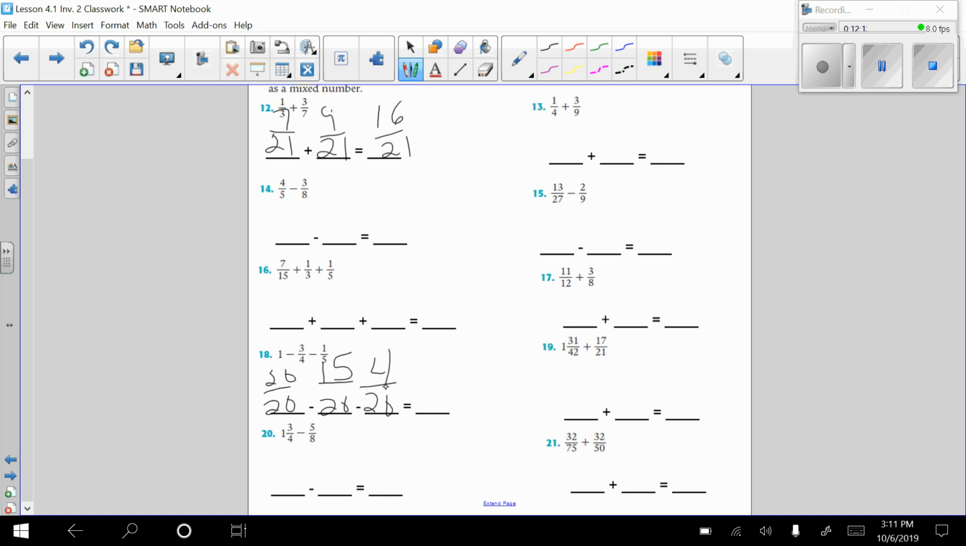Now I can start subtracting, going from left to right. 20 minus 15 is 5. 5 minus 4 is 1. That gives me 1 over 20. Make sure you go from left to right. Look at the next one, number 19.